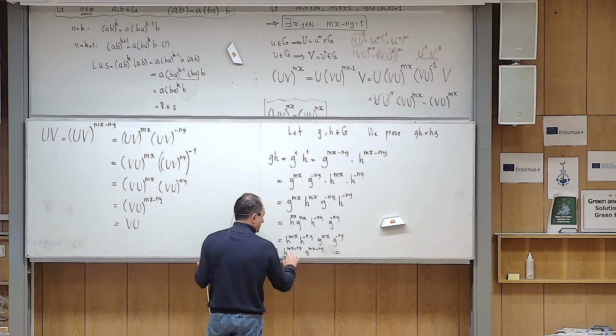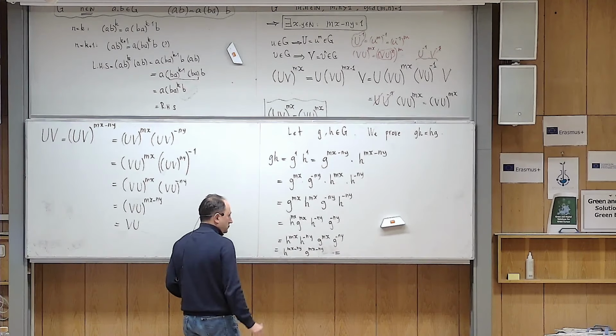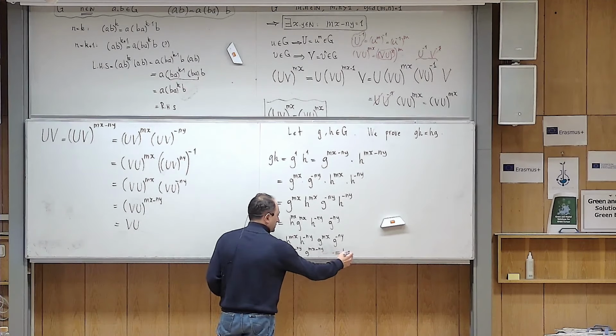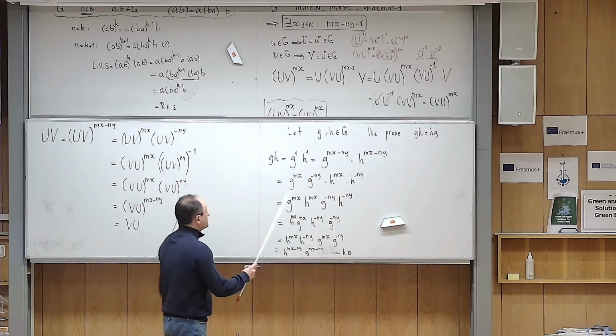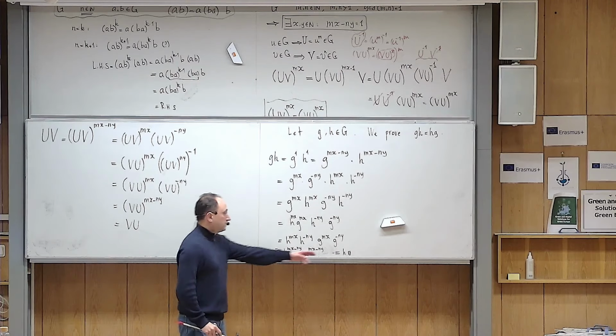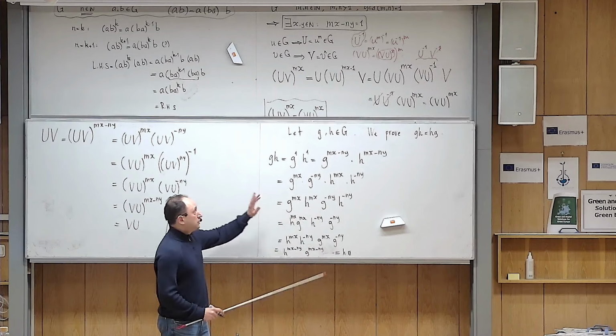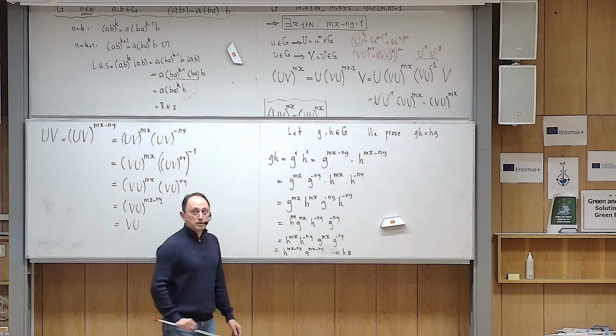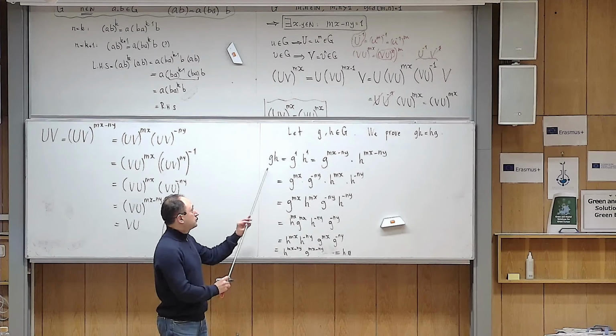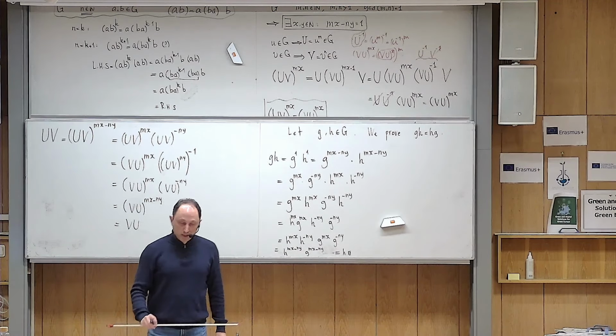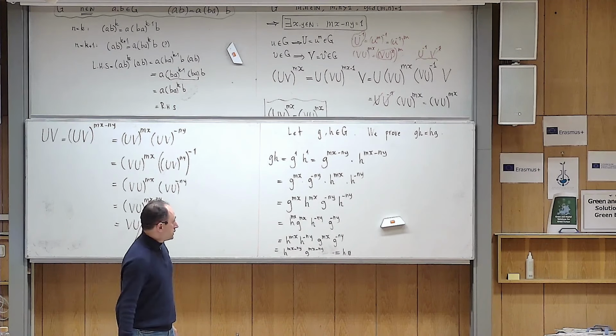And now if I ask you mx minus ny, you will say it is 1, so it becomes H to the power 1, G to the power 1. So I started from GH, and I ended up with HG. So for any pair of typical elements of this group, I was able to show that GH is equal to HG, so this means that this group is indeed abelian.